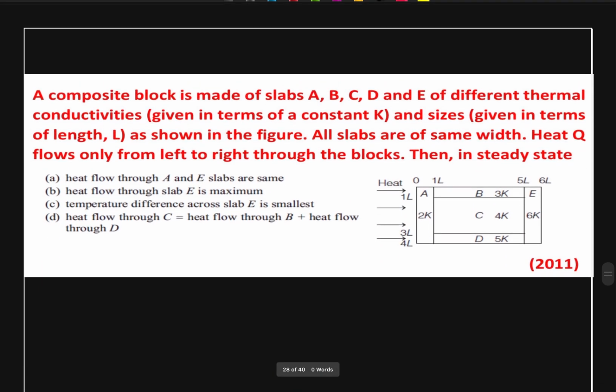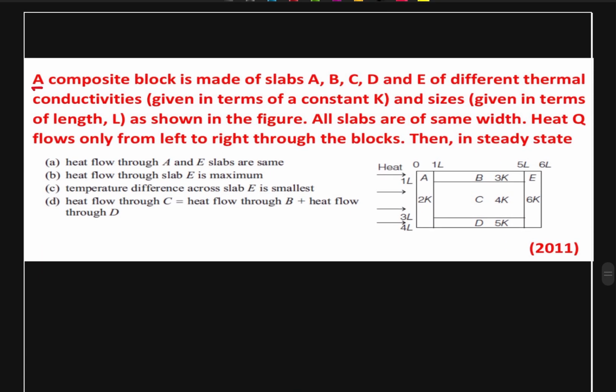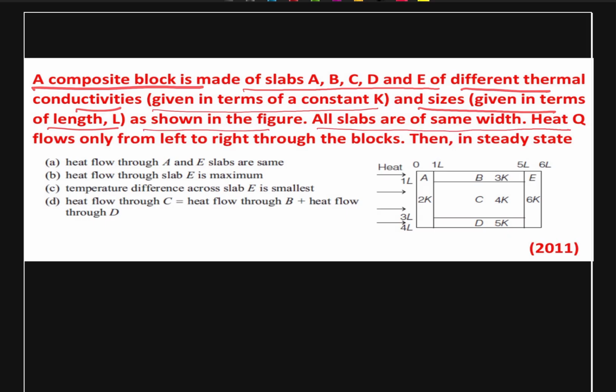Next question. A composite block is made of slabs A, B, C, D, E of different thermal conductivities given in terms of constant K and sizes given in terms of length L as shown in the figure. All slabs are of same width. Heat Q flows from left to right through the blocks, then in steady state. Okay, basic figure is given to us.